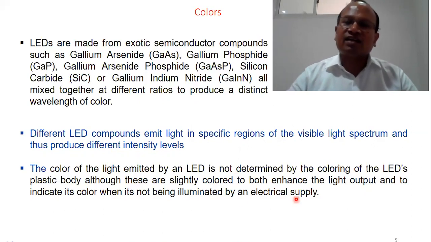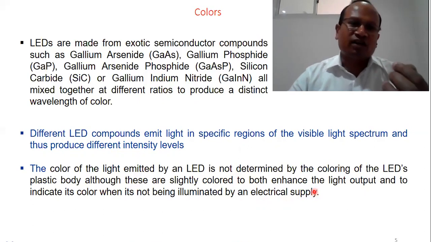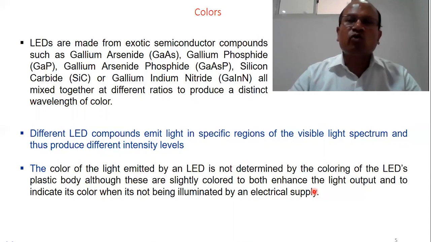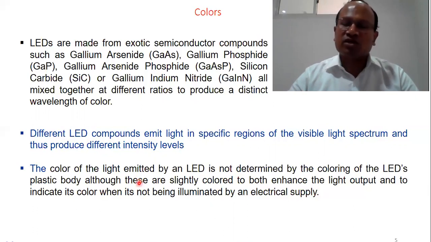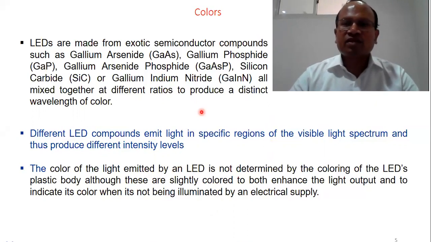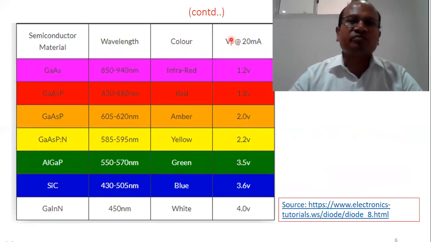But these are slightly colored to enhance the light output. Sometimes we can put a green surface or red surface so that the colors may look more bright. But the original color is not because of this plastic body. It is because they generate a specific wavelength in the entire EM spectrum. You see here, this is an interesting diagram I have taken from Electronics Tutorials.